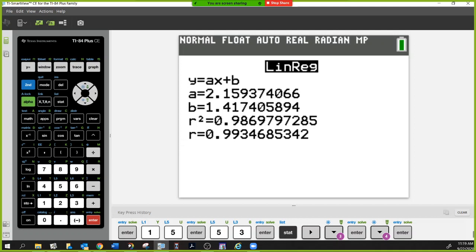The Y, A, and B is missing R and R squared because you don't have your stat diagnostics turned on, which is what I told you guys how to do yesterday. So when I finish with the lesson, I'll help you get your stat diagnostics turned back on because you need to be able to find that R value. I mean, that's the first question, right?